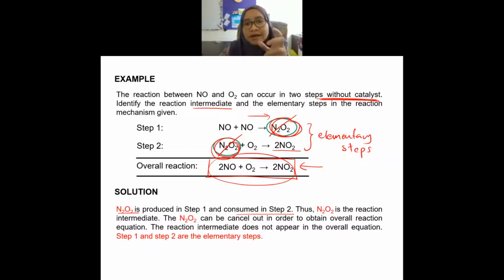Make sure that you are able to differentiate. Later we have catalyst. So what is the characteristic of a catalyst? How do you differentiate an intermediate and a catalyst? Make sure you know the difference. Moving on. This is an example where it asks you to identify the intermediate and the elementary steps. So these two are the elementary steps.